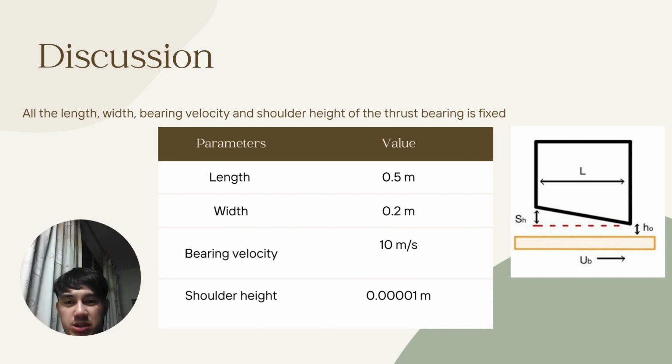So I would like to proceed with the discussion part. In this study, we have set the length, width, bearing velocity, and shoulder height to be fixed. The reason is we want to simplify the calculation. So that's why we have set all these parameters to be constant. From this table, we have set the length to be 0.5 meter, the width 0.2 meter, bearing velocity 10 meter per second, and shoulder height 0.00001 meter. Beside this table, you can see the picture of the bearing.